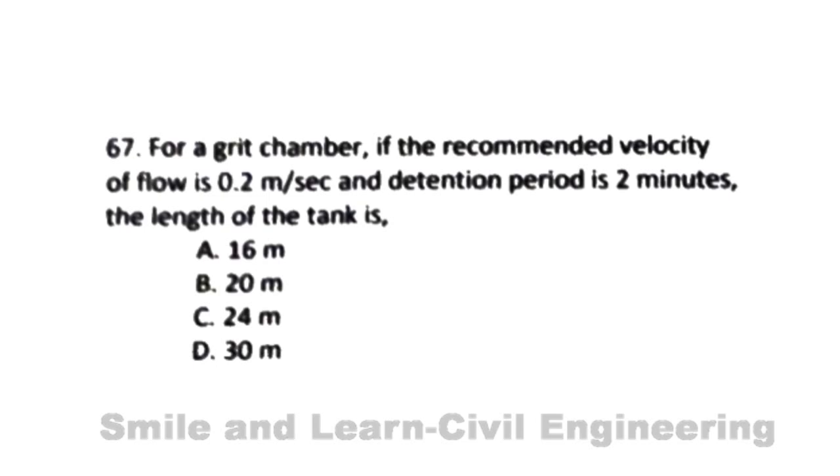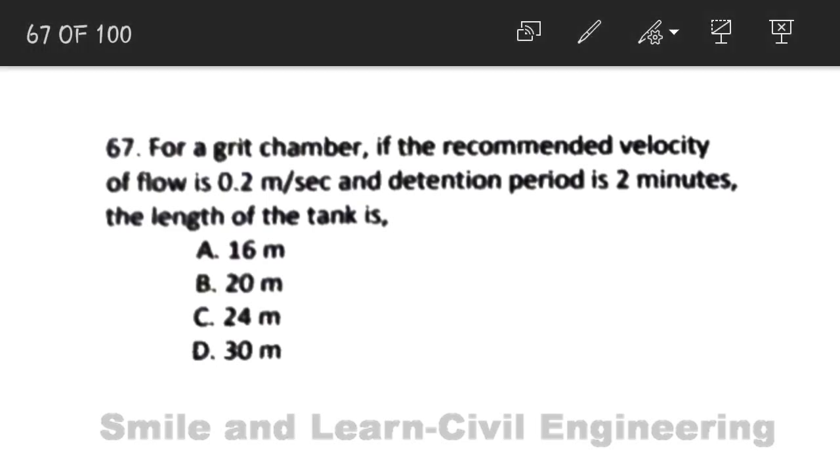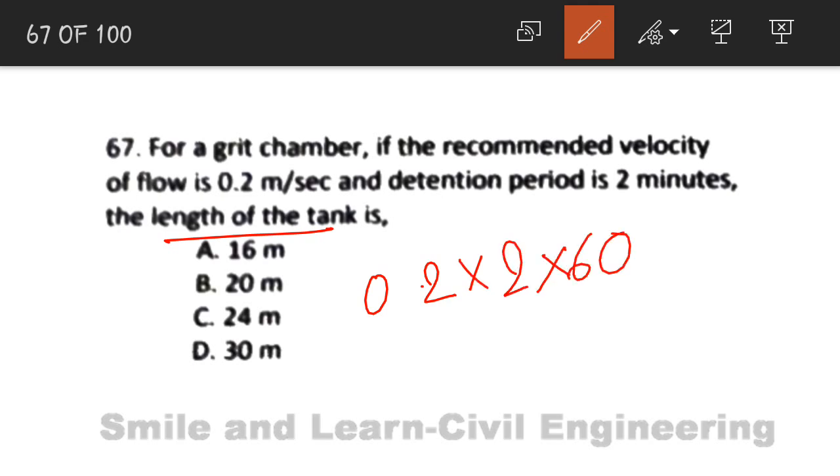Next question, for a grit chamber, if the recommended velocity of flow is 0.2 meters per second and detention period is 2 minutes, then the length of tank. Now you see, even if you don't have any knowledge about grit chamber, detention time, you can solve this problem. 0.2 meters per second is given and you have to find the length. So you will just multiply the time, so you will get meters. It's 2 minutes, convert minutes to seconds, 60. Calculate this, value will be 24 meter.